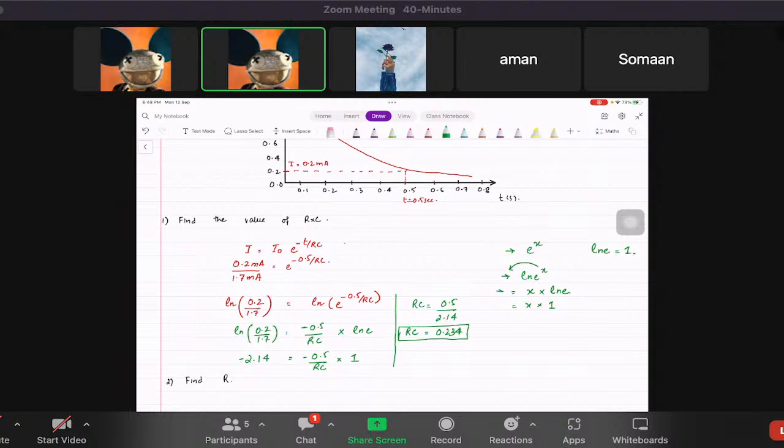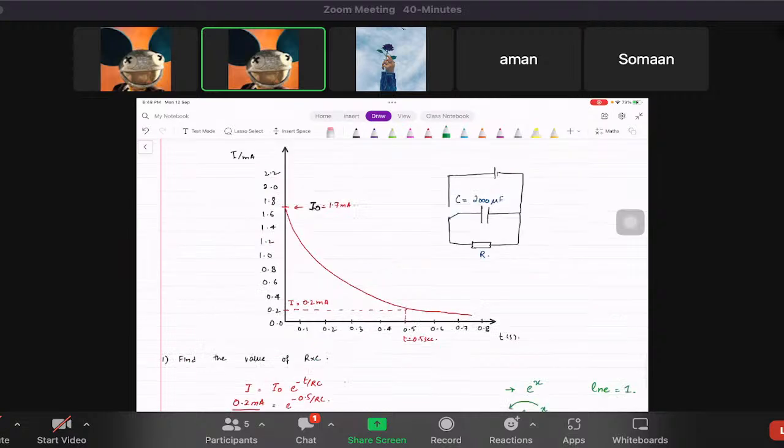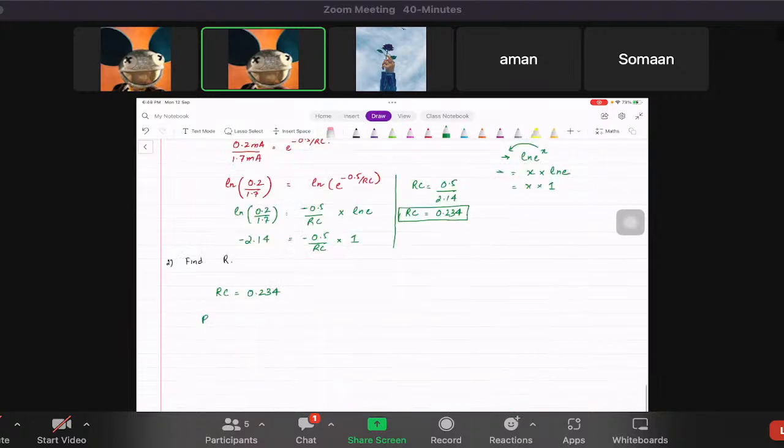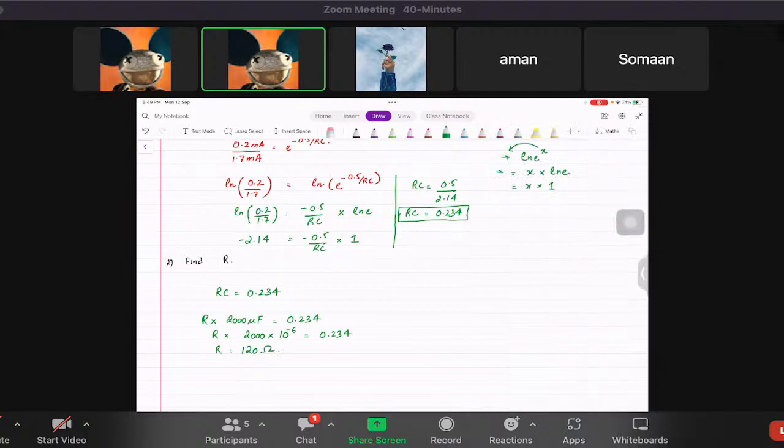Okay. Now in the next part it says find R. So we already know from the previous part that RC is equal to 0.234 and the capacitance is 2000 microfarads. So I'm going to write R times 2000 microfarads equals 0.234. To convert micro into farads, because I want SI units, I'll multiply by 10 raised to minus 6. So now you take out your calculator and divide 0.234 by 2000 times 10 raised to power minus 6. That is about 120 ohms, and that would be the value of the resistor that is put in the circuit. Understood? Yes, sir. Okay, that's pretty good.